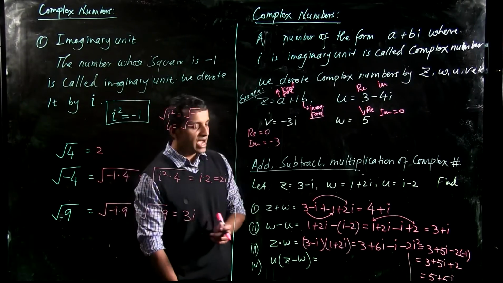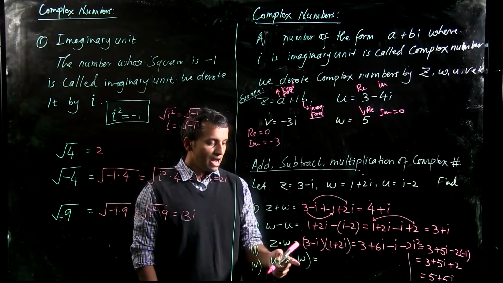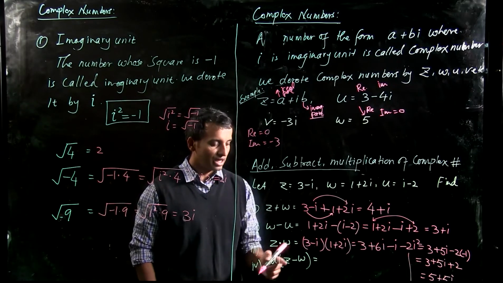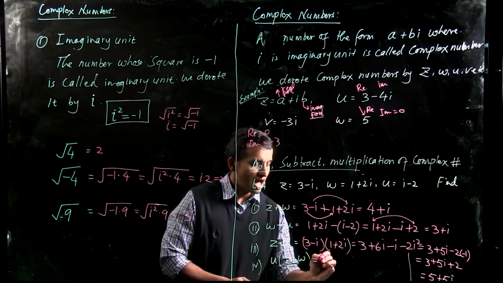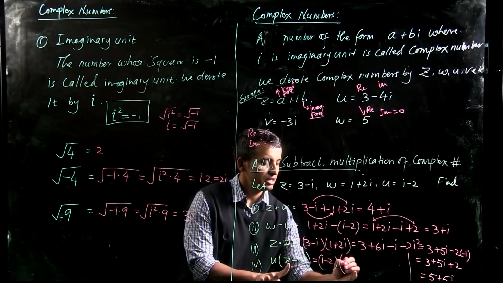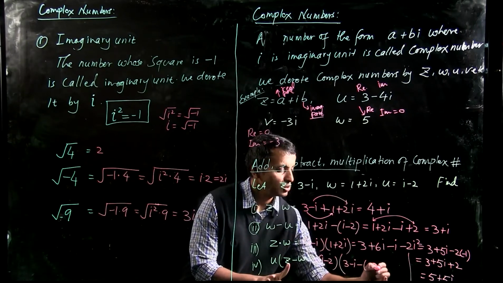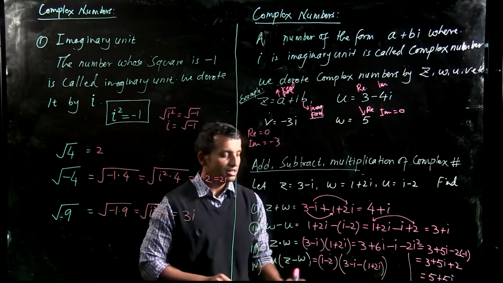Okay, and the final example is U times g minus U times W. Okay, so what is U? U is i minus 2, and then g minus W. g is 3 minus i, minus W, which is 1 plus 2i. Right? So what do you get?